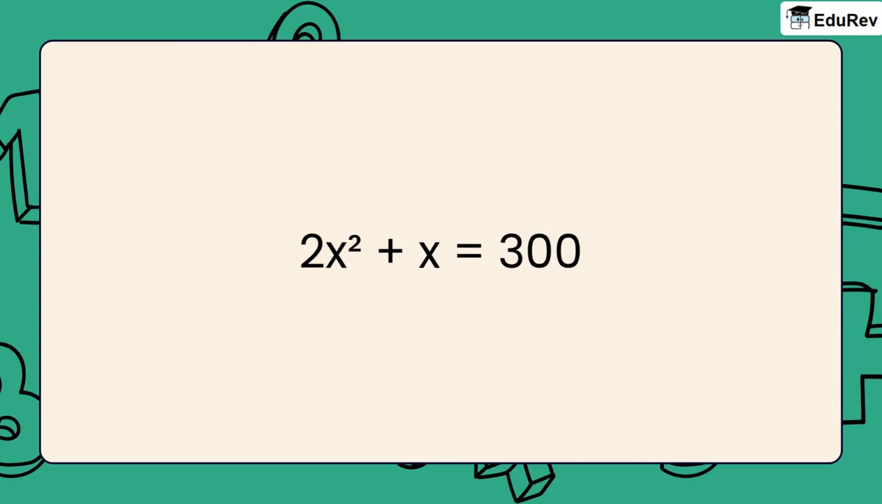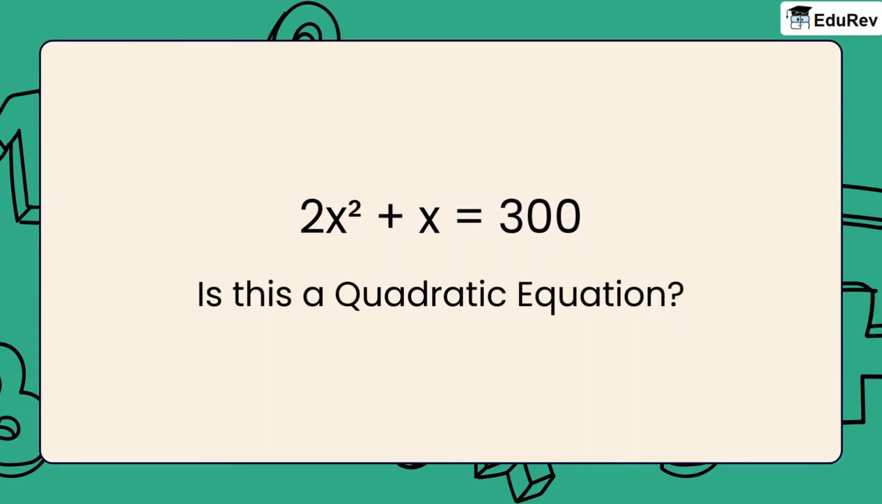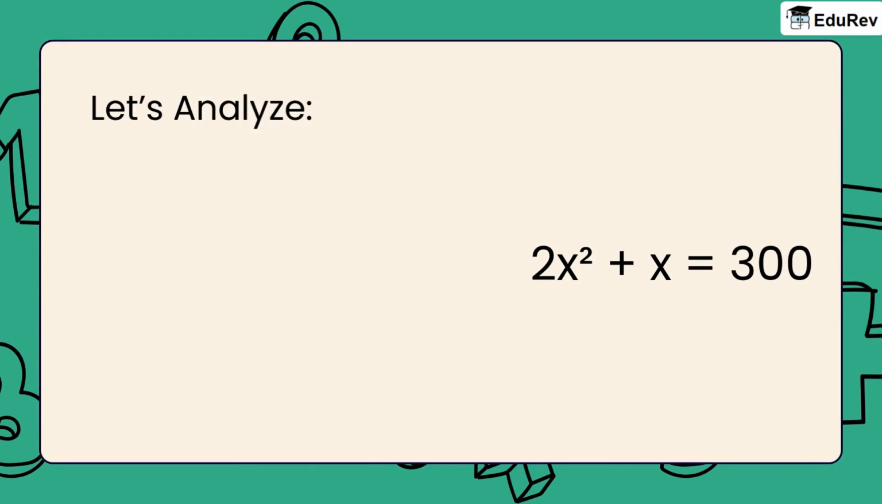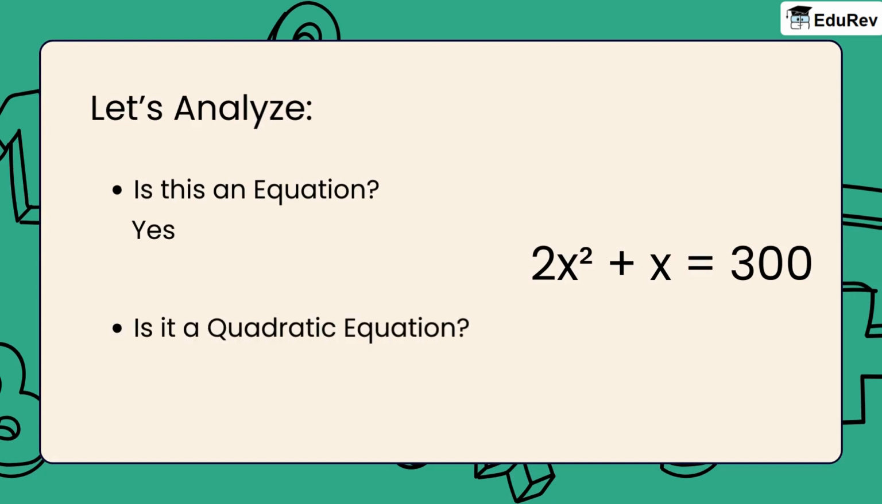What do you think? Is this a quadratic equation? Let's analyze. First, is this an equation? Yes, it is. Why? Because it has an equal sign in it. Now, what do you think? Is it a quadratic equation? Yes, you are absolutely right. It is a quadratic equation. Why? As we studied, a quadratic equation has the highest power of a variable equal to 2.